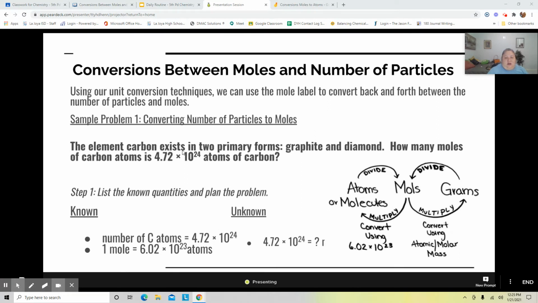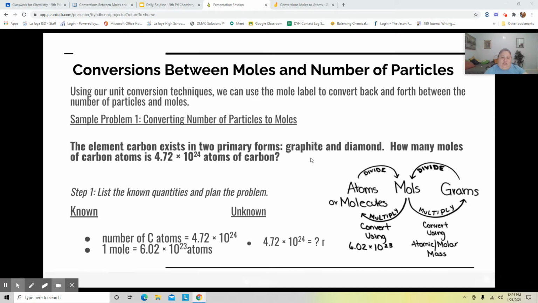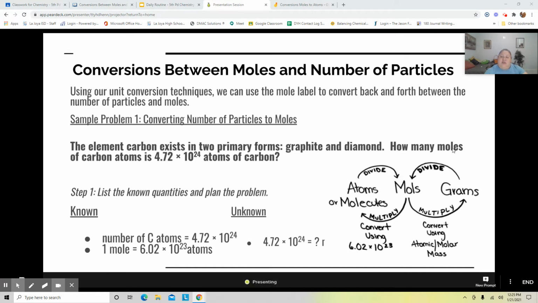Example problem number 1. The element carbon exists in two primary forms, the graphite form and the diamond form, right? Everybody knows that diamonds are made of carbon. How many moles of carbon atoms is 4.72 times 10 to the 24 atoms of carbon?